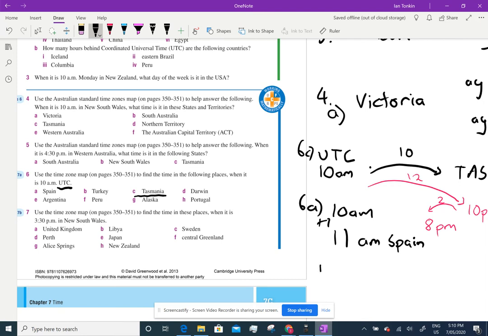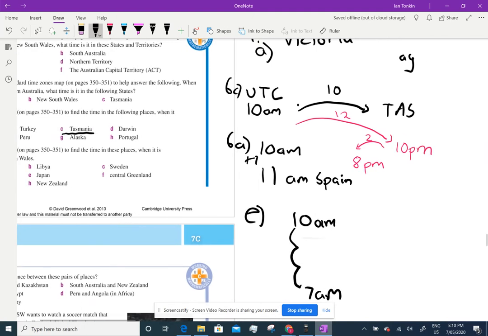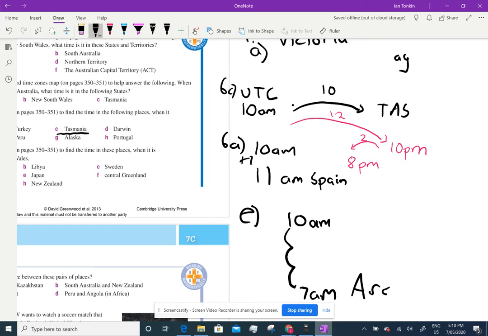Now, Argentina, so E, it was behind. It was 3 hours behind. So 10 a.m. and I have to go back 3 hours. So 9 a.m., 8 a.m., 7 a.m. Argentina, if it's in coordinated universal time, it's 7 a.m. in Argentina.